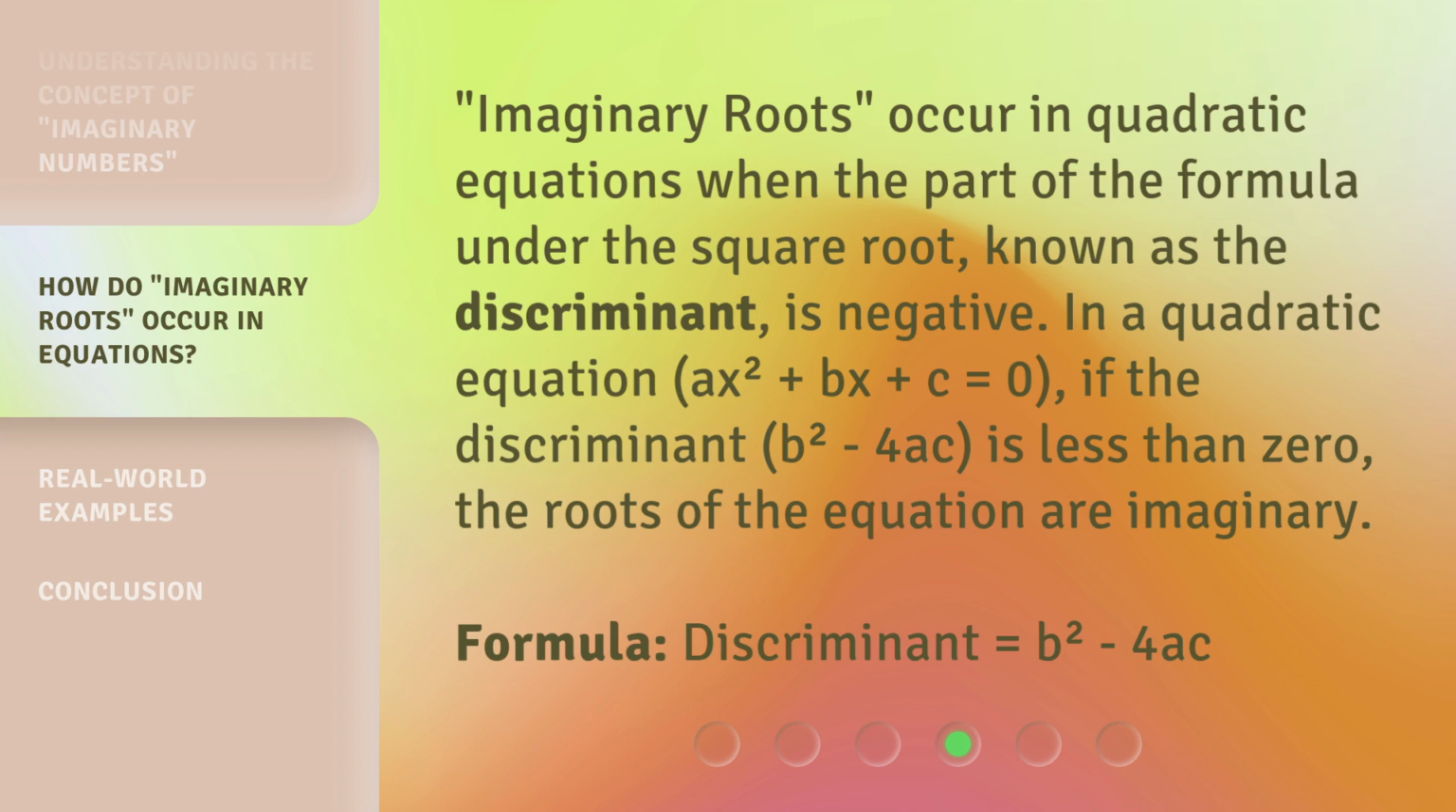Imaginary roots occur in quadratic equations when the part of the formula under the square root, known as the discriminant, is negative. In a quadratic equation, x squared plus bx plus c equals 0. If the discriminant, b squared minus 4ac, is less than 0, the roots of the equation are imaginary. Formula: discriminant equals b squared minus 4ac.